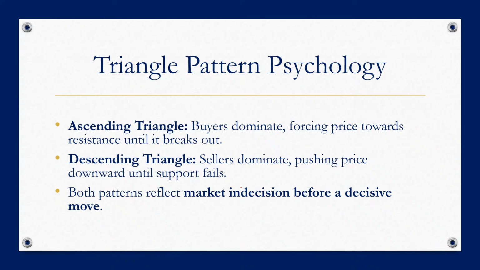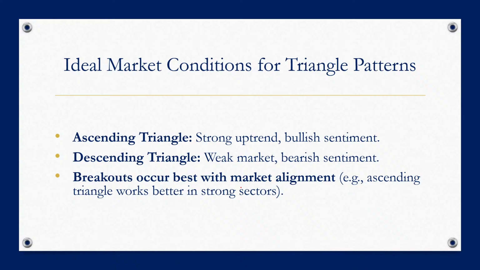Right? You're in an uptrend. You're creating higher lows as they push price towards resistance. Eventually, they overpower sellers, leading to a breakout. In a descending triangle, sellers are dominating. They're pushing the price down until buyers can no longer defend that support level, causing the breakdown. So understanding these dynamics really helps make more informed, confident decisions.